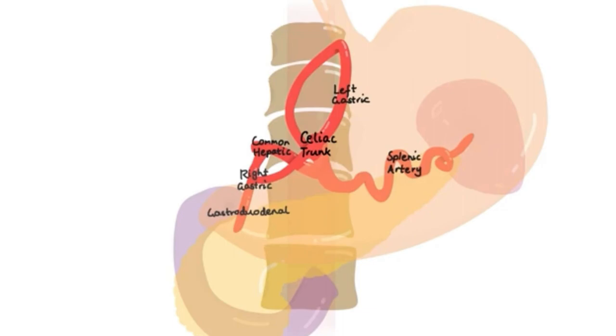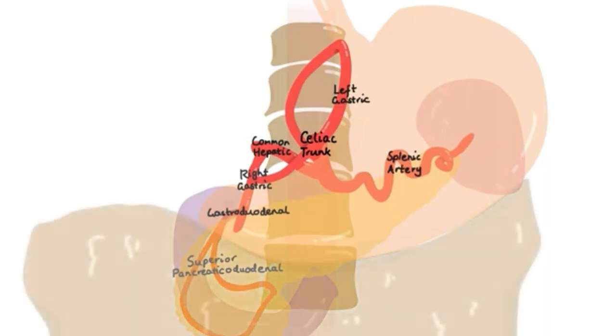While it's in that area, it shoots off a few smaller branches to its neighbour, the head of the pancreas. Remember, the head of the pancreas is snuggled tightly into the curve of the duodenum. So here we have the superior pancreatico-duodenal arteries.